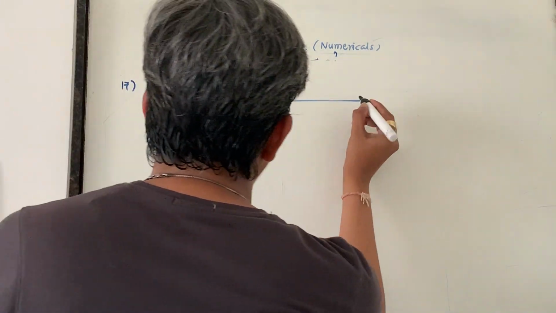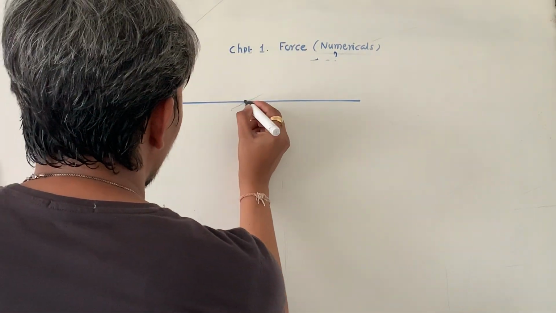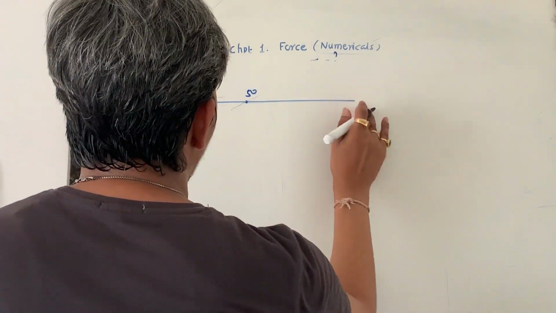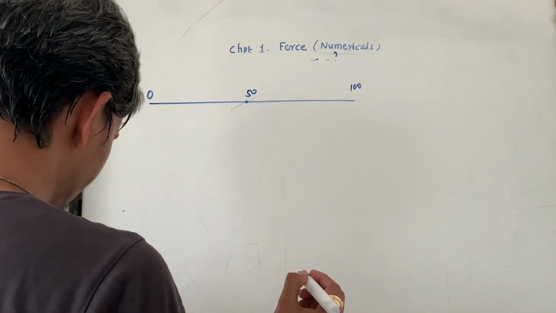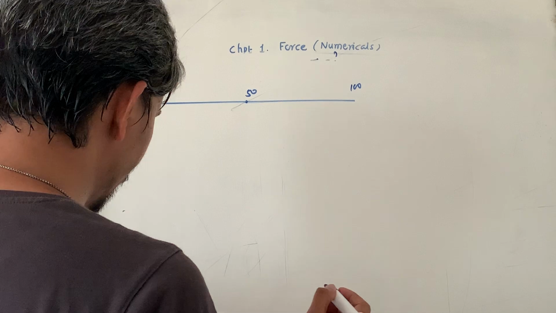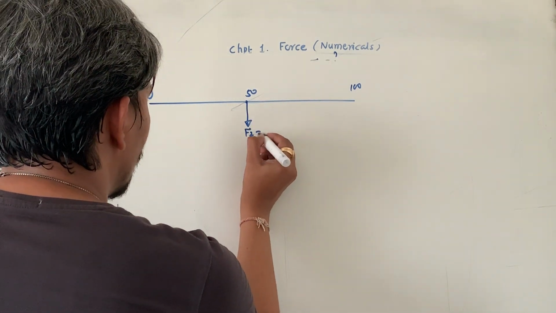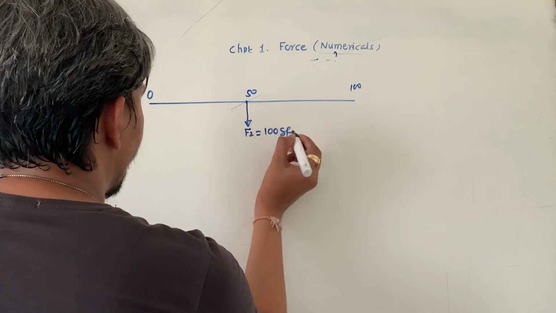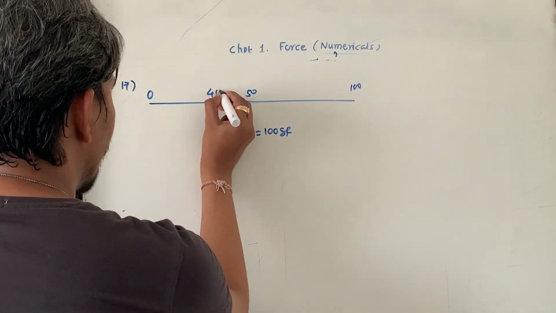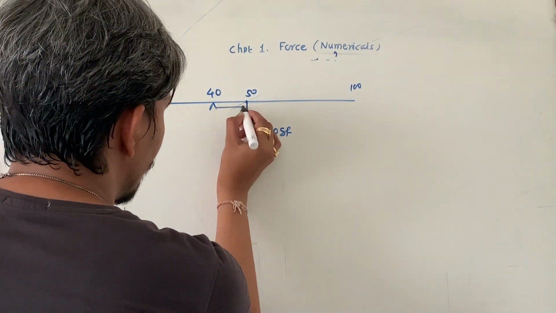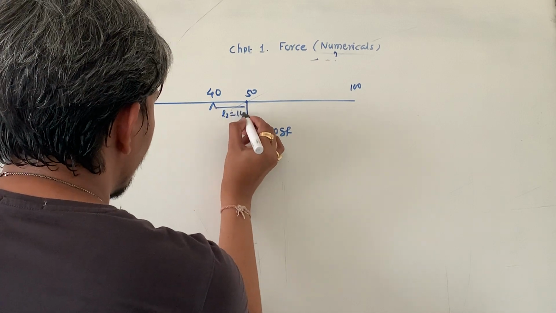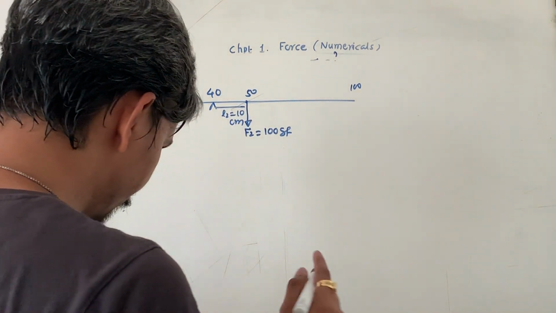So this is your uniform meter rule, 0 mark, this is your 50 mark, and this is your 100 mark. At the 100 mark, the mass is balanced at the fulcrum. Here is the F2, which is 100 gf. The fulcrum is at the 40 centimeter mark. So this is your L2, which is 10 centimeter, right?